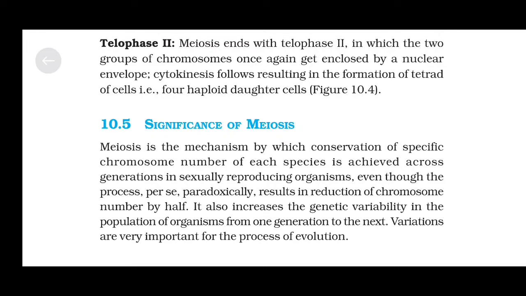Significance of meiosis. Meiosis is the mechanism by which conservation of the specific chromosome number of each species is achieved across generations in sexually reproducing organisms. Even though the process per se, paradoxically, results in reduction of chromosome number by half, it also increases the genetic variability in the population of organisms from one generation to the next. Variations are very important for the process of evolution.